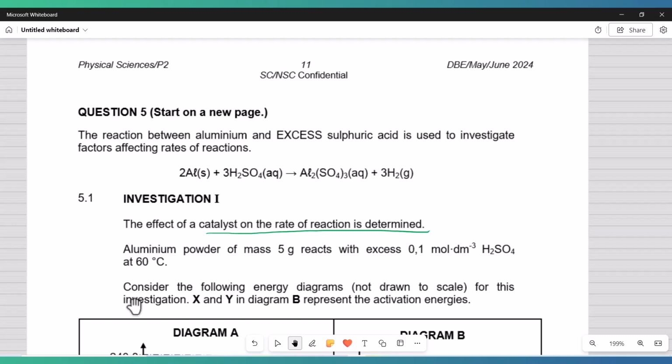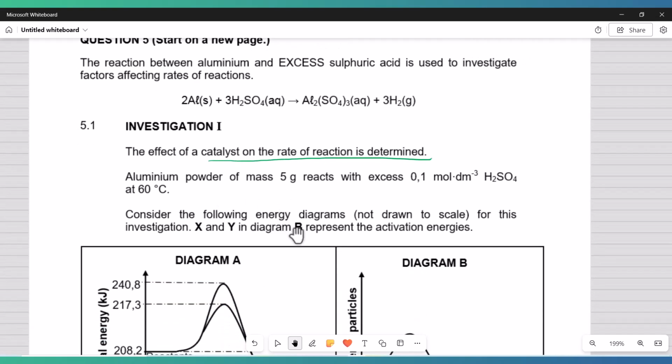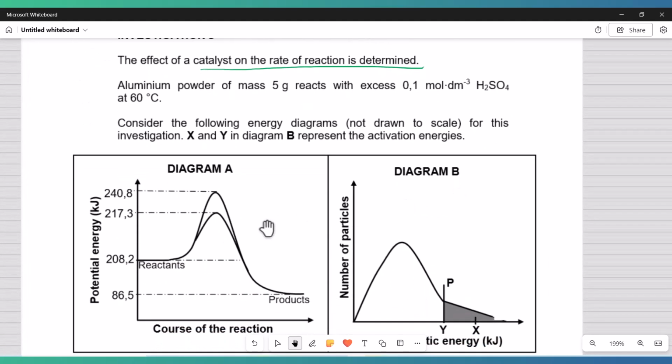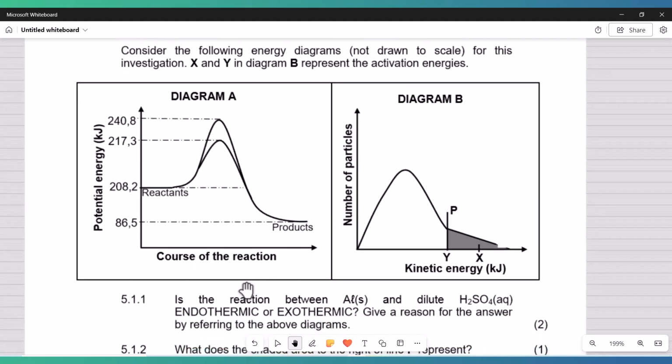They say that aluminium powder of mass 5 grams reacts with excess 0.1 mole sulfuric acid at 60 degrees Celsius. Then they say consider the following energy diagrams, not drawn to scale, for this investigation. X and Y in diagram B represent activation energies. So this is diagram A and this is diagram B. What are we supposed to do here? Is the reaction between aluminium and sulfuric acid exothermic or endothermic? Give a reason for your answer.